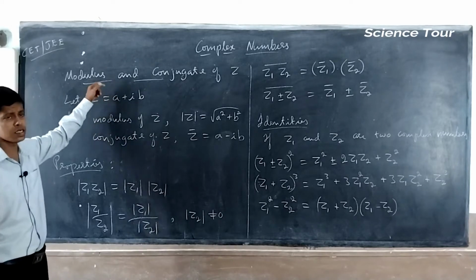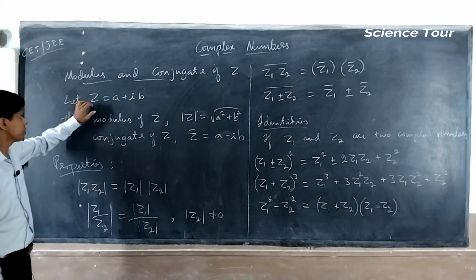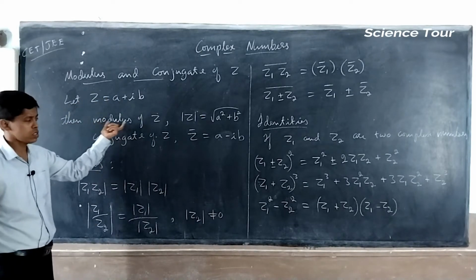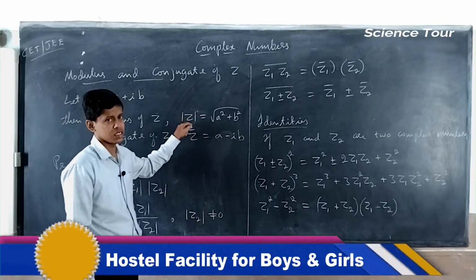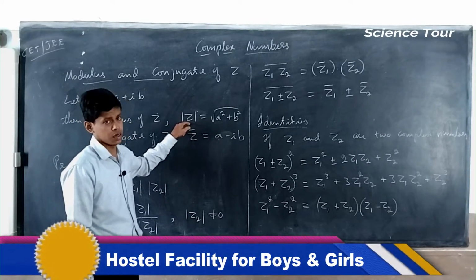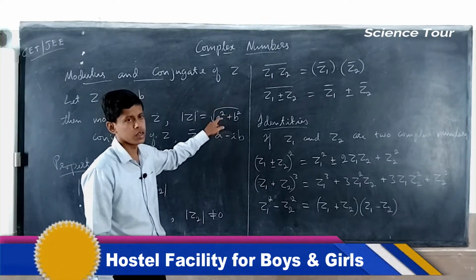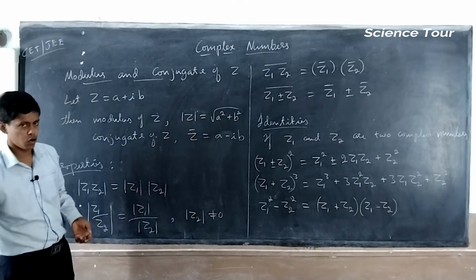In this class, let us understand what is the modulus and conjugate of z. If z is a plus ib, a complex number, then the modulus of z is denoted by the symbol mod z, and is equal to square root of a square plus b square, and that is the modulus of the complex number.